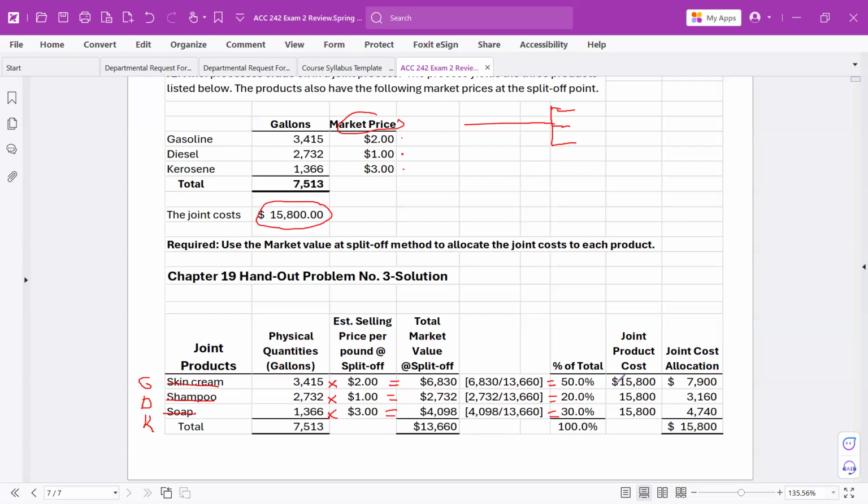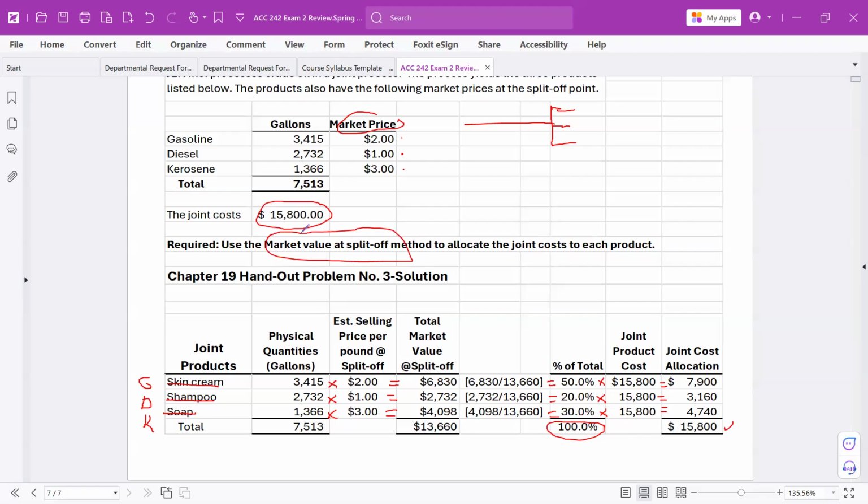And you want to take the percentage, multiply times the joint cost, the 15,800, that gives you the joint cost allocation of 7,900. So again, the percentage times the joint product cost gives you the allocation of that joint cost. And you want to add down to make sure you've allocated the entire amount of the joint cost. And of course, make sure that you do have all your percentages adding down to 100%. And that's the joint cost allocation using the market value at split off.